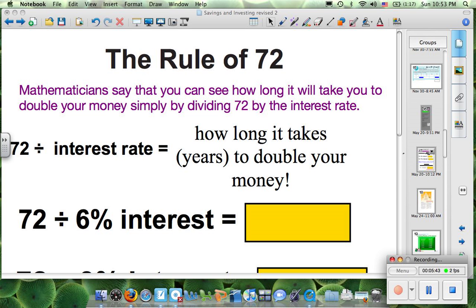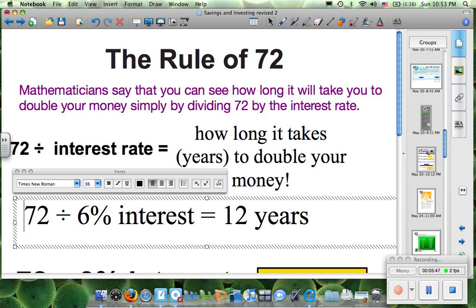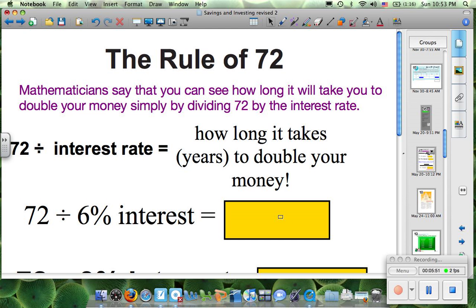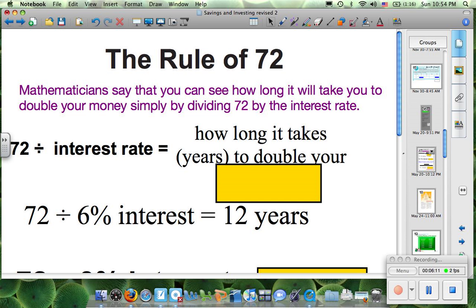So, for example, if you have something earning 6%, all you do is take 72 and you divide it by 6. Now, the weird thing about this formula is, not only is it not exact, but you don't take the interest rate and turn it into a real number. You just keep it as 6. You don't change it to 0.06. So you take 72 divided by 6, and your money will double in 12 years.